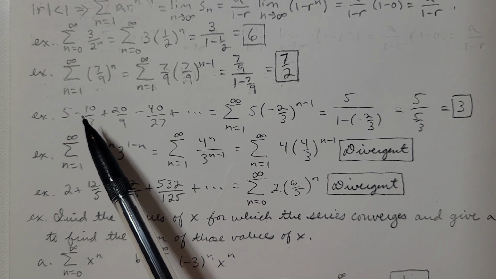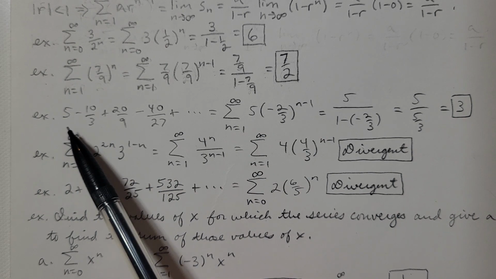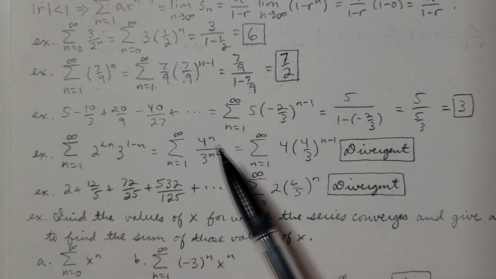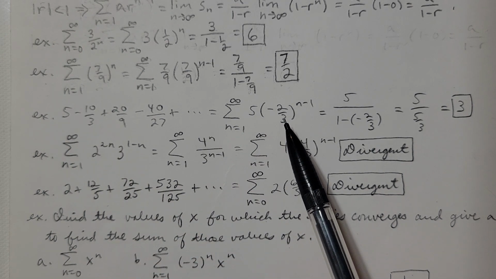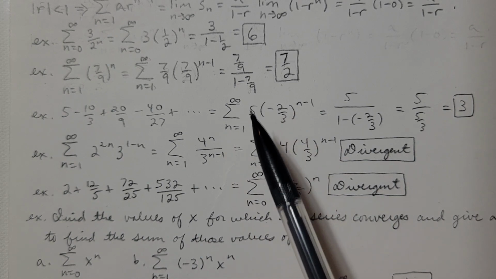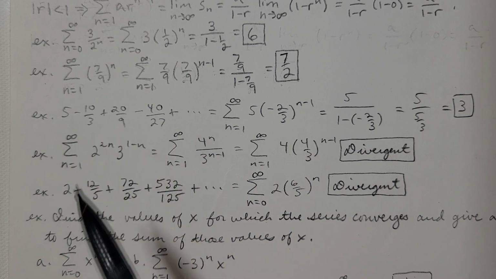And 5 times what number gives you negative 10/3? Well, if I take 5 times negative 2/3, I get negative 10/3. So negative 2/3, that's going to be the r value. And I want to raise that to the n minus 1 power. So now I think I came up with this formula, but I want to check and make sure that I'm getting term by term what I have written here.